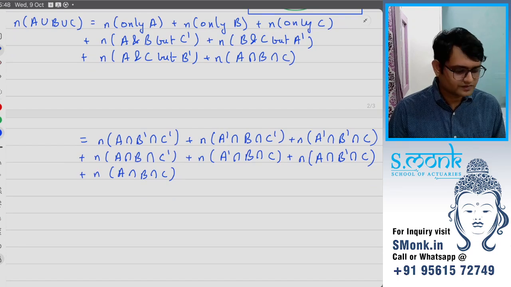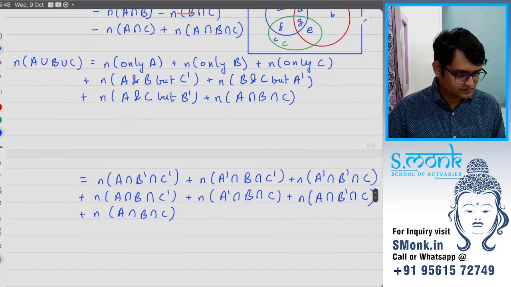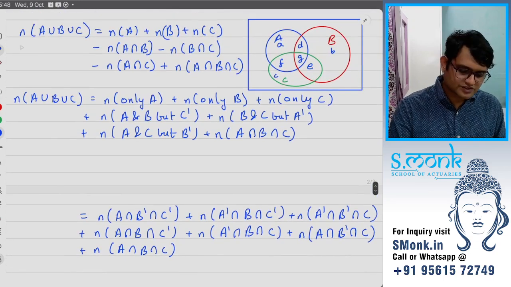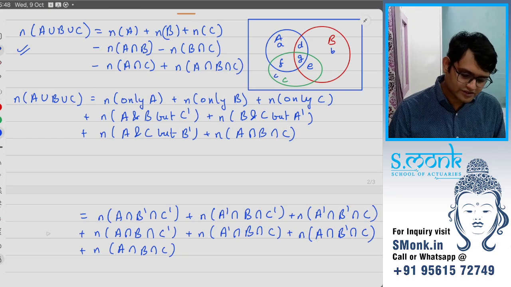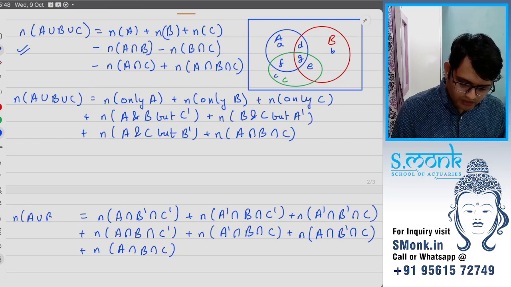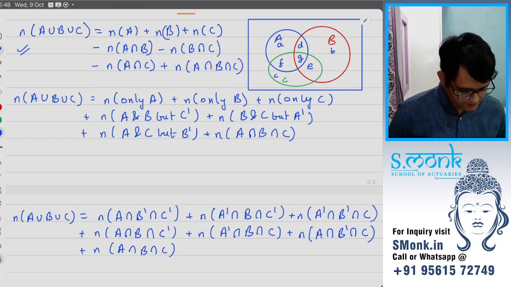Any problem here? So these are the different ways. This is one formula, this is the other formula for again A union B union C.